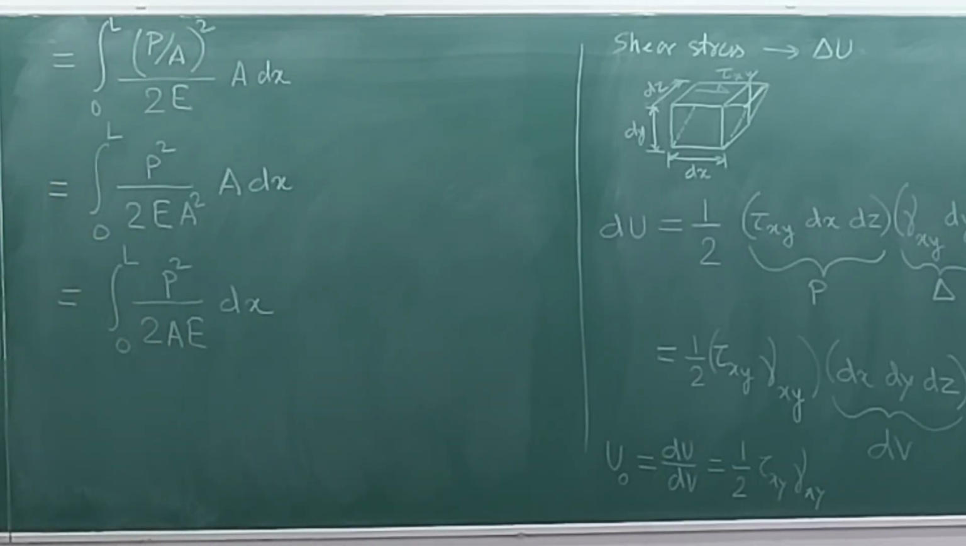This is it. That's it. Okay. So for axial loading, the relevant expression is this: integration from 0 to L of P squared by twice AE dx.